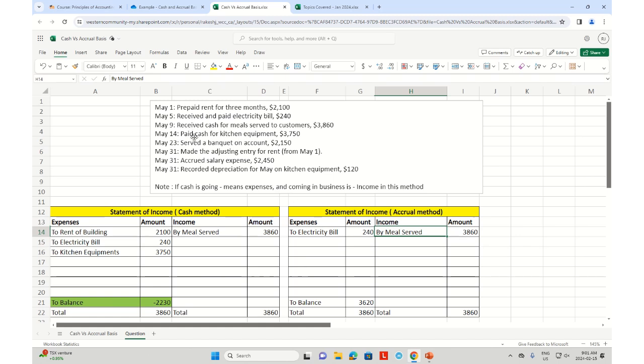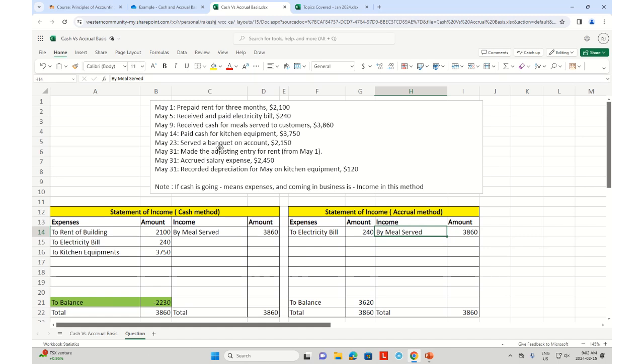Next we have paid cash for kitchen equipment. We will not write kitchen equipment here because this is a fixed asset, kitchen equipment account debit to cash, but we will not write it here. This is not an expenditure of this month, because the kitchen equipment that we have bought for a long period of time is a fixed asset. Later on, if there is depreciation, definitely the depreciation will be considered as an expense of this month, and we will write depreciation, not the kitchen expenditure, under the accrual method.